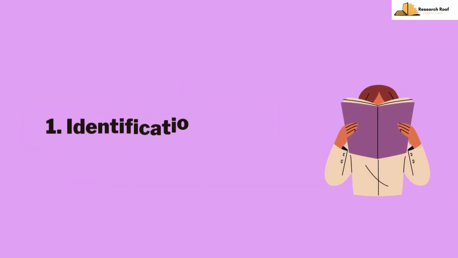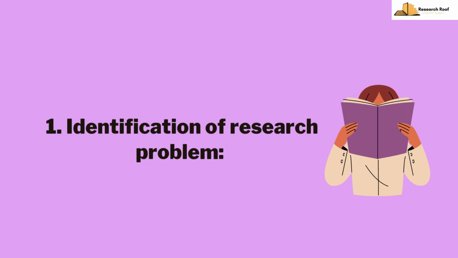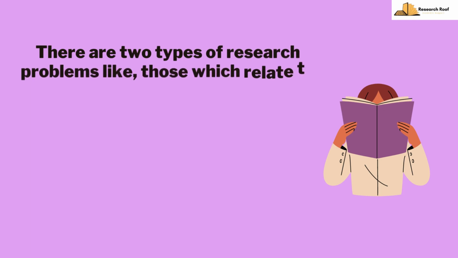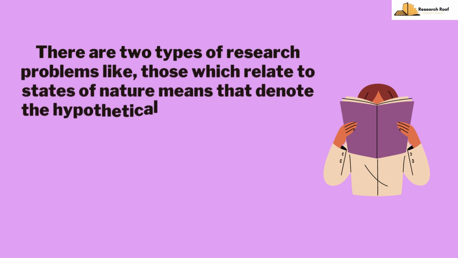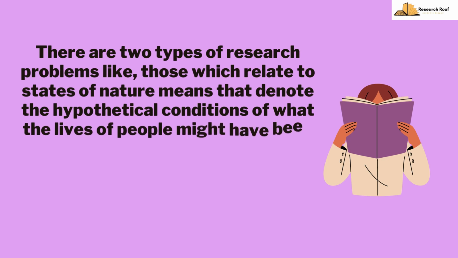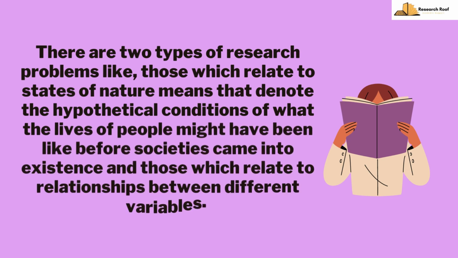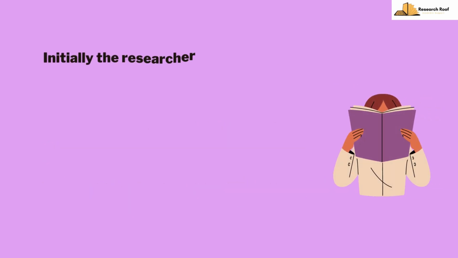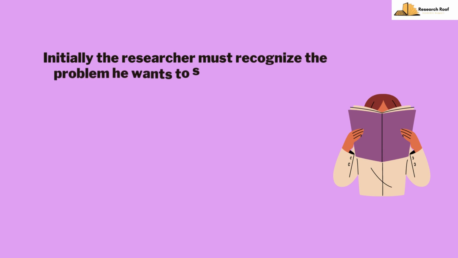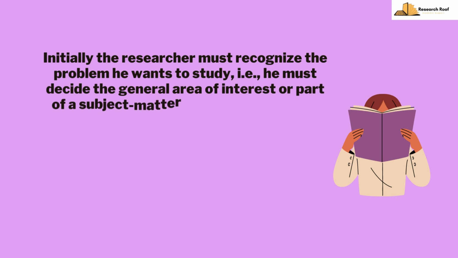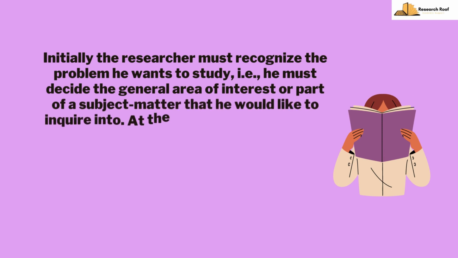A brief description of the above stated steps is as follows. 1. Identification of research problem. There are two types of research problems: those which relate to states of nature, meaning the hypothetical conditions of what the lives of people might have been like before societies came into existence, and those which relate to relationships between different variables. Initially, the researcher must recognize the problem he wants to study, i.e., he must decide the general area of interest or part of a subject matter that he would like to inquire into.